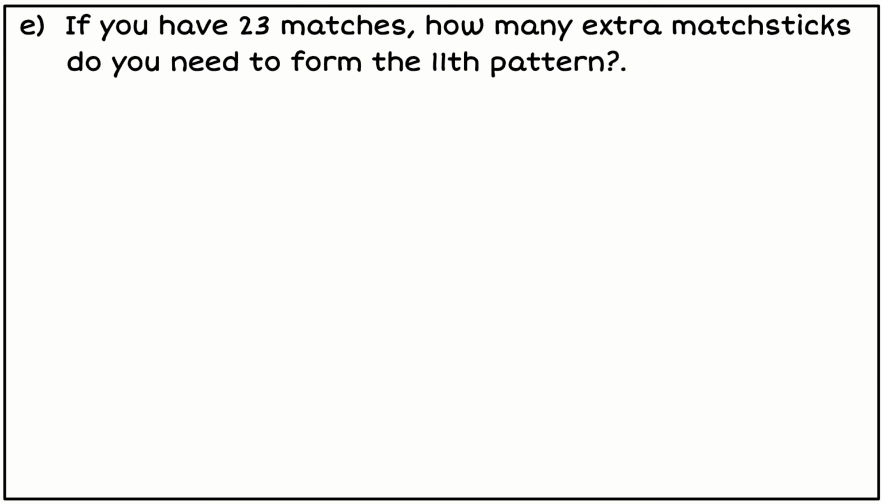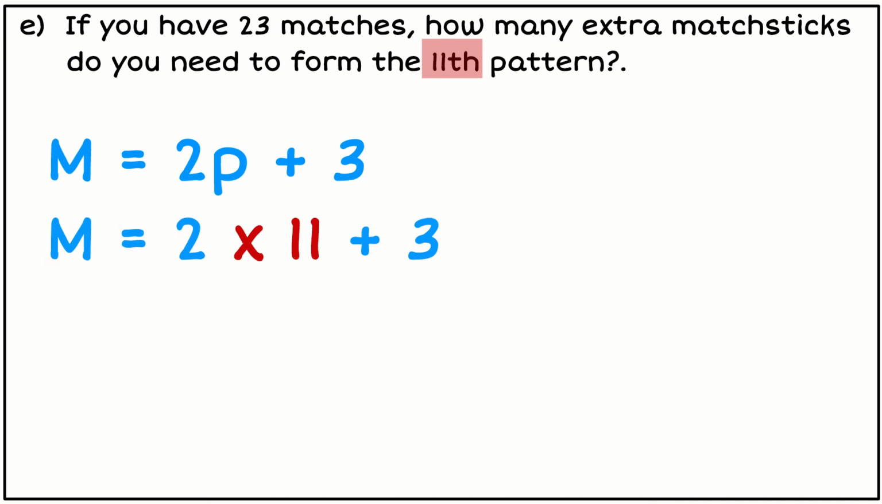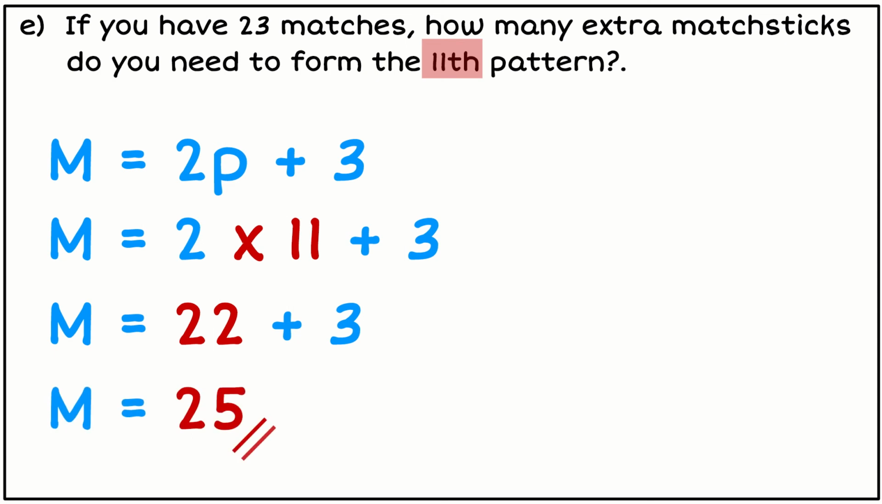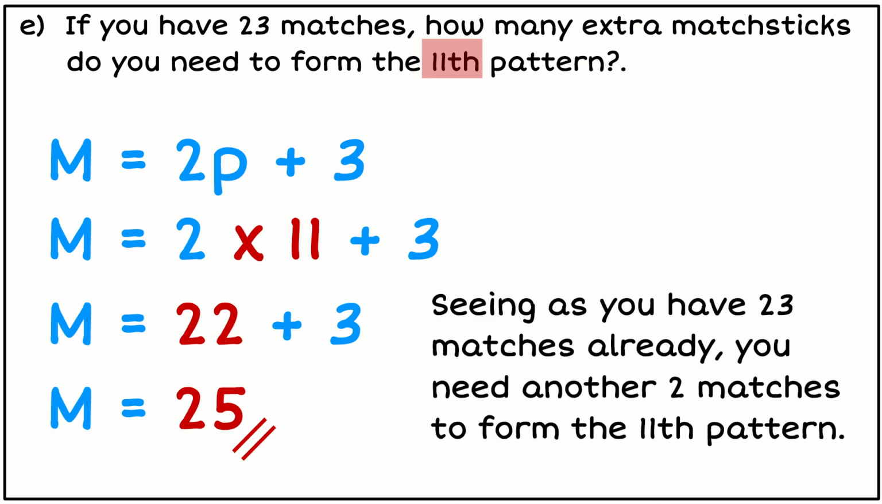So if we have 23 matches, how many extra matchsticks do we need to form the 11th pattern? So we've been told this value of 11th pattern. So let's put in a value of 11 for the number of patterns. So 2 times 11 is 22, plus 3 is 25. Now, we've been given 23 matches, and the question asks how many extra matchsticks do we need? So, because we've got 23 already, we need another 2 matches to form the 11th pattern.